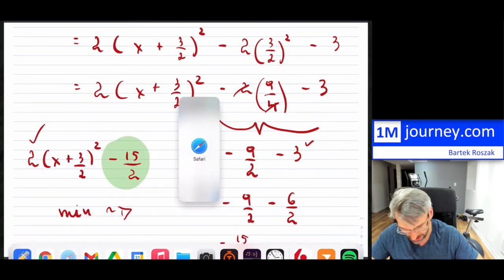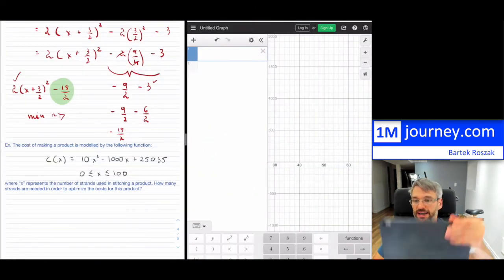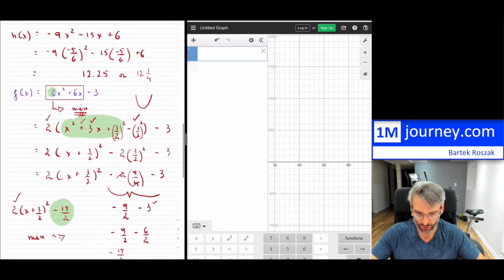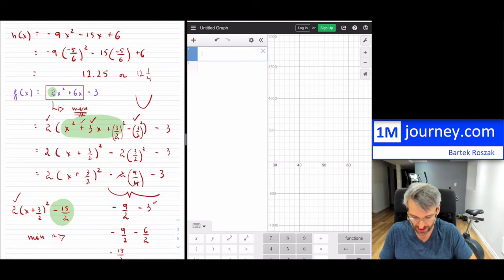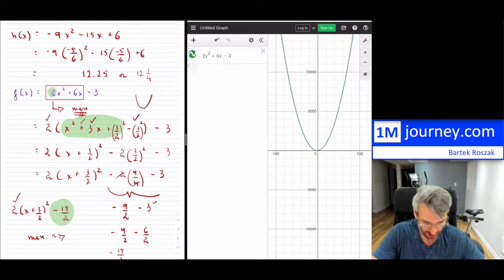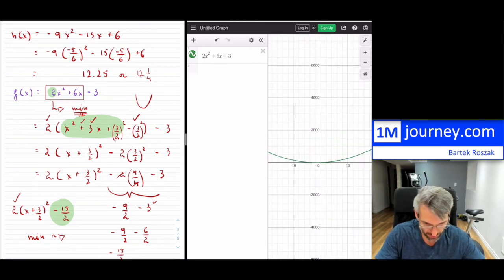So, I'm going to take out decimals right here. And let's plug it back in here. Okay, so what do we have? So here's my original. So this was 2x squared plus 6x minus 3. All right, so let's see here. Well, we don't need it to be that big.